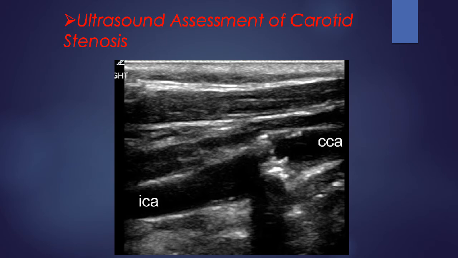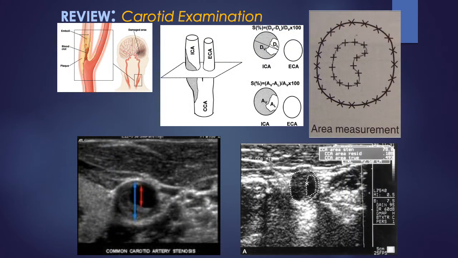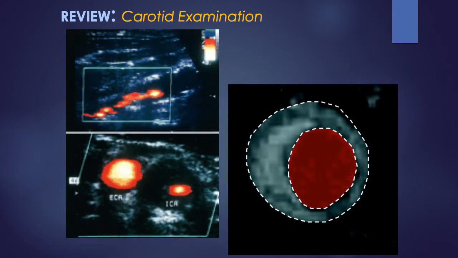This is the plaque here. You see how it is causing stenosis, or narrowing of the lumen of the blood vessel. Okay, and it decreases the surface area. The total cross-sectional area is also reduced. Okay, so the plaque may be circumferential, going all around the blood vessel, or it could be only on one side of the blood vessel.